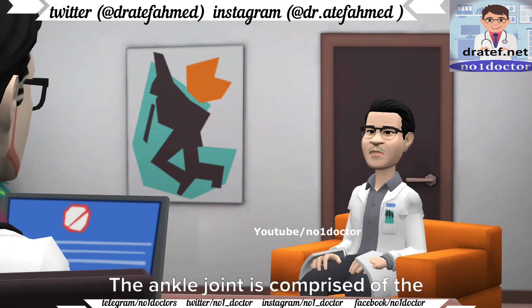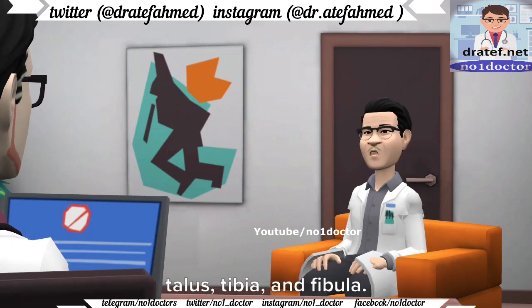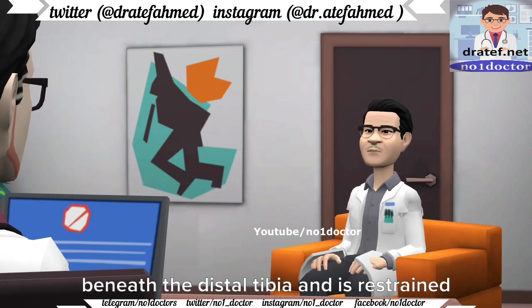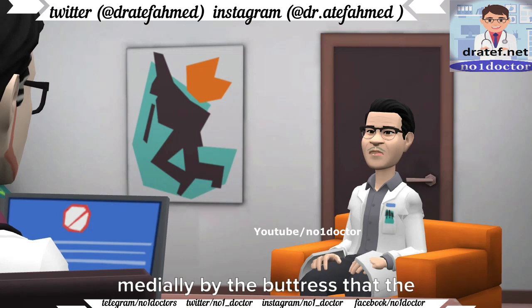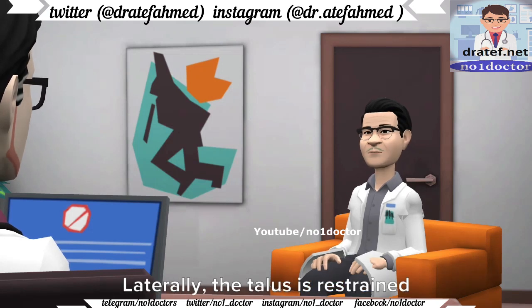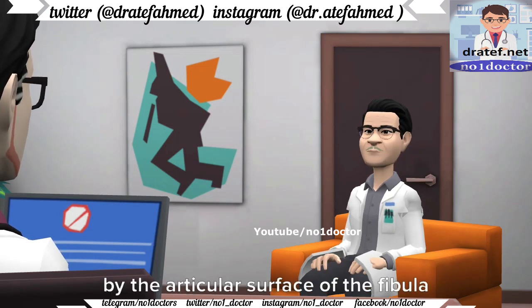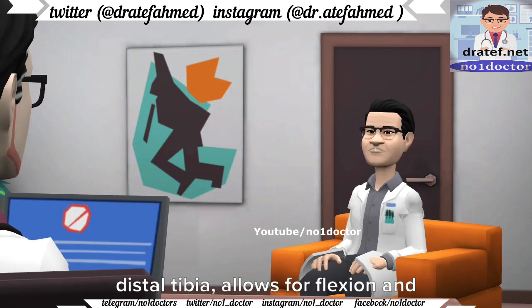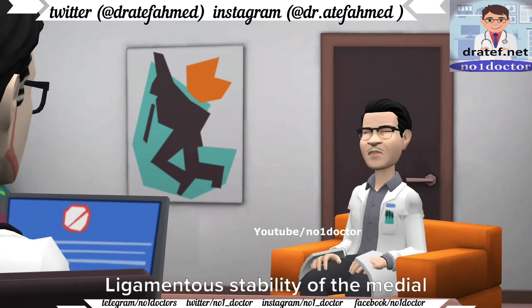The deltoid ligament. The ankle joint is comprised of the talus, tibia, and fibula. The talus normally fits immediately beneath the distal tibia and is restrained medially by the buttress that the medial malleolus provides. Laterally, the talus is restrained by the articular surface of the fibula which, in precise alignment with the distal tibia, allows for flexion and extension of the ankle.